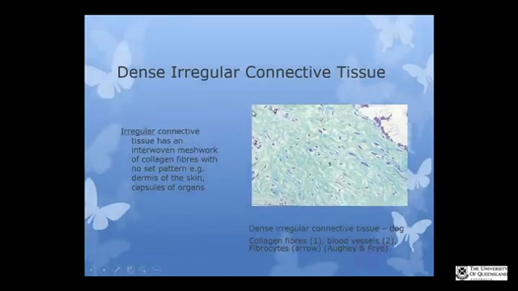Irregular dense connective tissue, this is an example of it. These are collagen fibers. And you can see that although there's some going this way, and there's some going that way, and there's some going the other way, it's got an interwoven meshwork of collagen fibers. There's no set pattern. You find that in the dermis of the skin, and you find it on capsules which surround organs like the kidney.